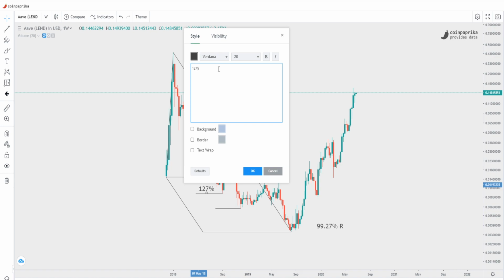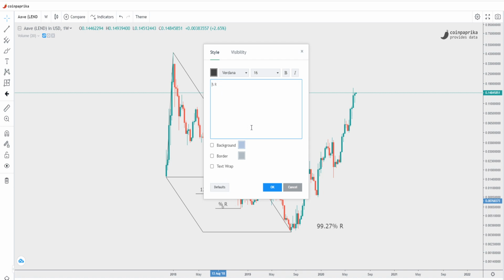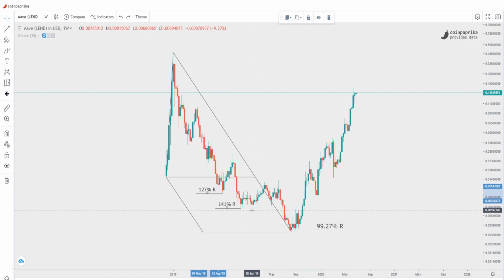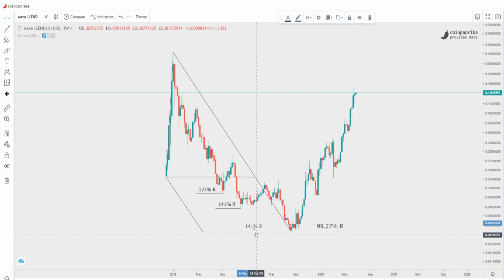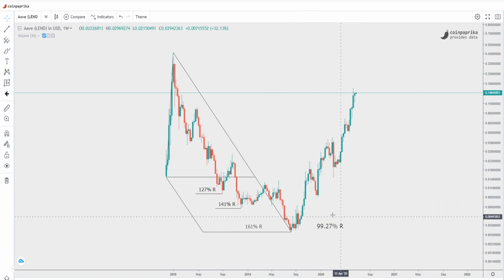127%, where R stands for retrace, okay? The second one is 141. Okay, so the numbers may not be 100% accurate, but they are very, very close, okay? And just one, yes. So, and the last one is around 161%. So this was the size of our retrace, okay? Those are proper levels for retracement.